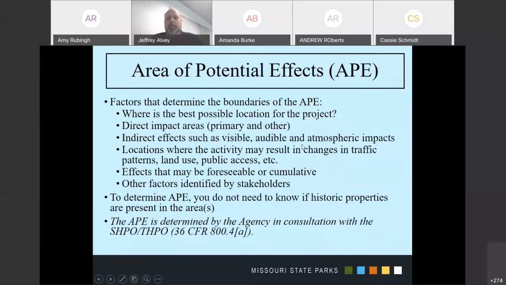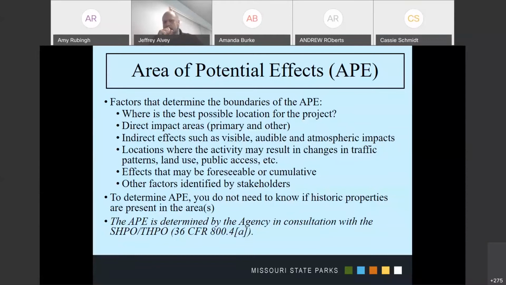So what are some of the factors that determine the boundaries of the APE? These are considerations that can come from a variety of sources. So these are considerations the federal agency may be having, considerations the applicant may be having, SHPOs and THPOs, other consulting parties might think of how to define the APE in different ways, which is one of the reasons that this is also a part of the process where the federal agency needs to be consulting, because all of these different perspectives combined can lead to a better definition of what the particular APE is for a particular project.